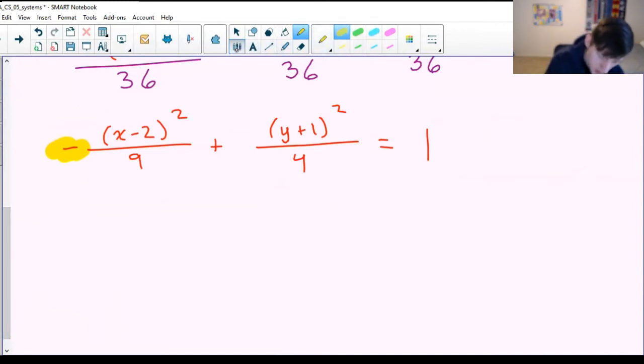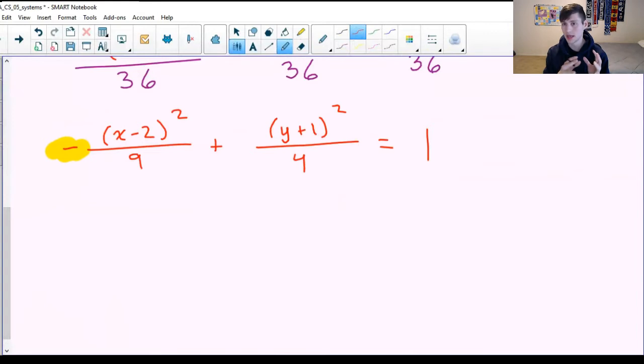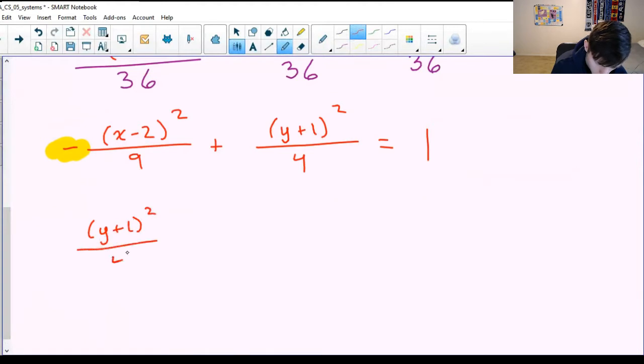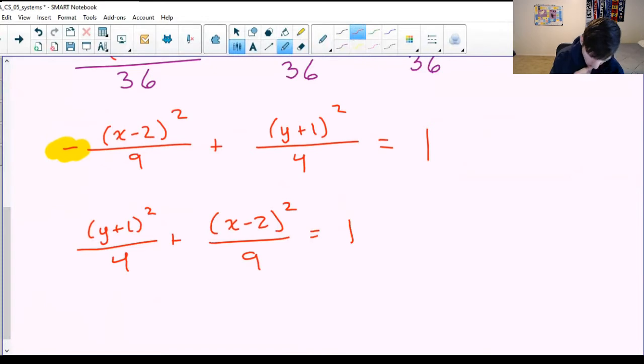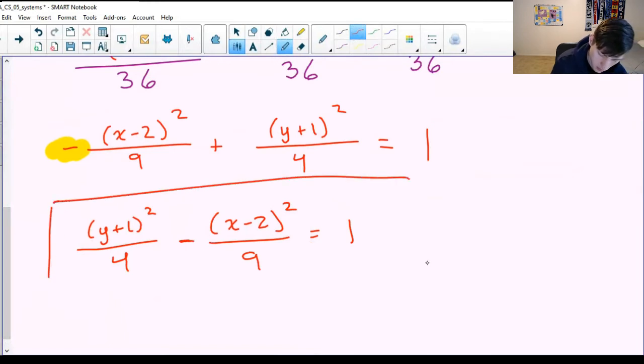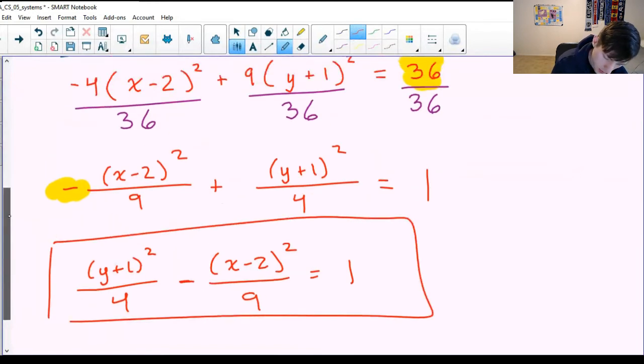So my very last move, just to make things a little bit prettier, is to reorder it, because typically we like to have the minus sign in the middle of the equation. So I'm going to change this into y plus 1 squared over 4, x minus 2 squared over 9 equals 1. Oops, not a plus sign, minus sign. Boom. So there's my standard form.